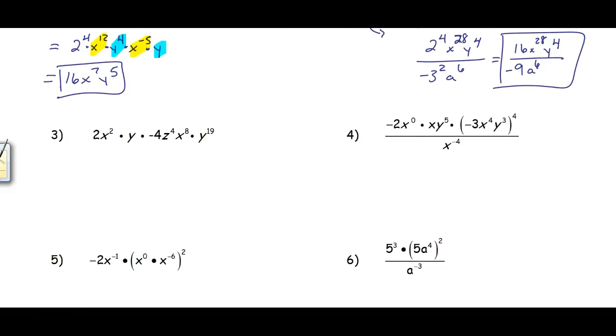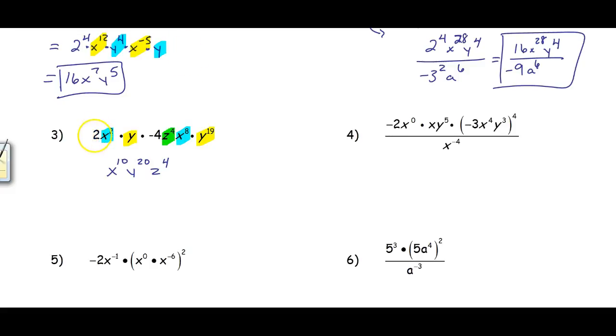All right, let's try 2. Okay, 2 times x squared. All right, here we don't have any distributing, no simplifying to do, so we're just going to go ahead and start combining terms. So x squared, x to the 8th. Okay, remember your base stays the same and you add your exponents. Okay, y to the 19th, base stays the same, add your exponents. Z to the 4th, that's all we have there, so you're just going to write z to the 4th.